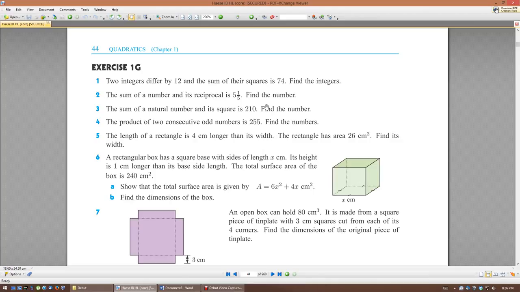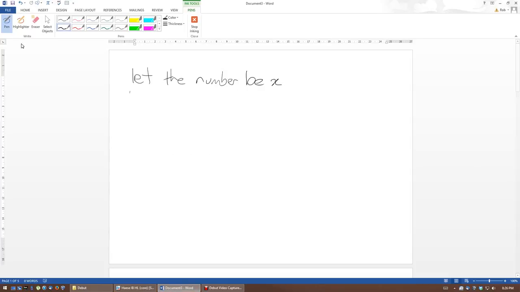So we've got the sum of a number we've called x now, and its reciprocal, and the answer is 5 1/5. So let's turn that into an equation. We've got a number, x, plus its reciprocal, so that will be 1 over x. And the answer is, that equals 5 1/5. Now it's going to be easier to solve this using an improper fraction rather than a mix, so we'll convert 5 1/5 to 26 over 5.